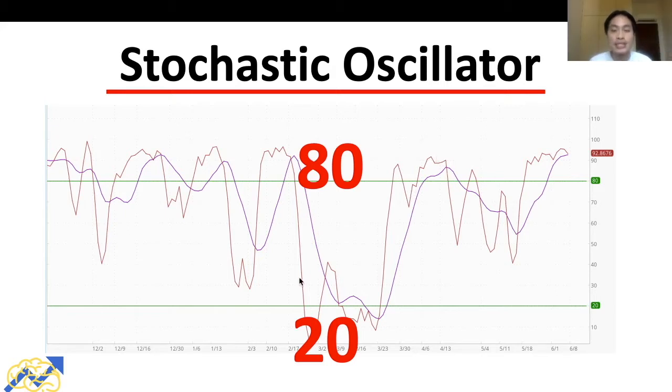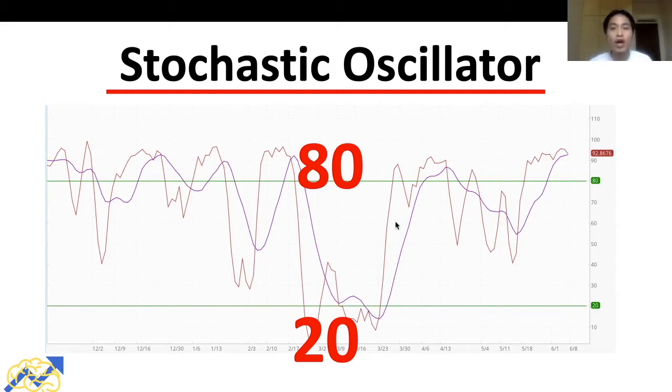Similarly, when the stochastic oscillator is below the 20 line, we say that it is in oversold conditions, and it does not remain in oversold conditions for an extended period of time. What this means is that the stochastic oscillator does not remain below the 20 line for an extended period of time. As you can see in the picture here, when prices go below the 20 line, prices tend to rise back up.